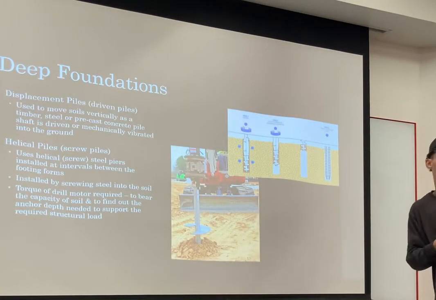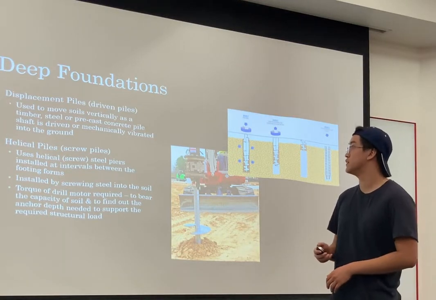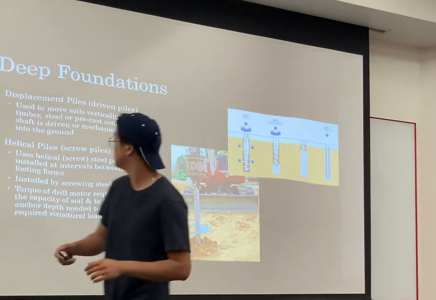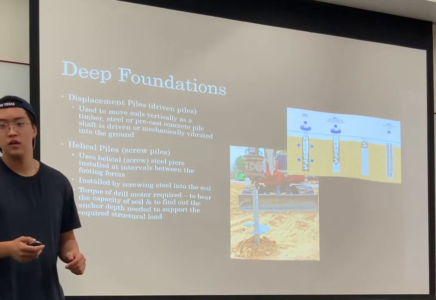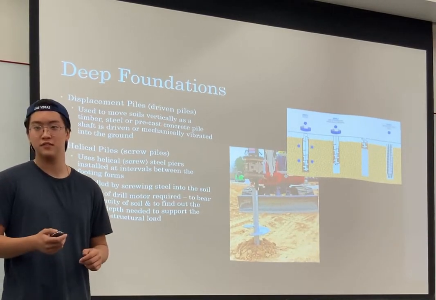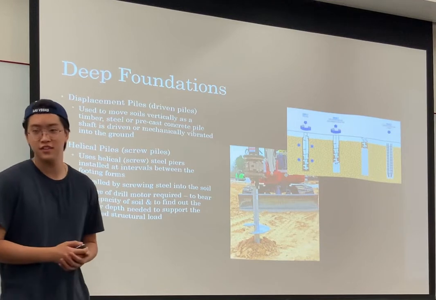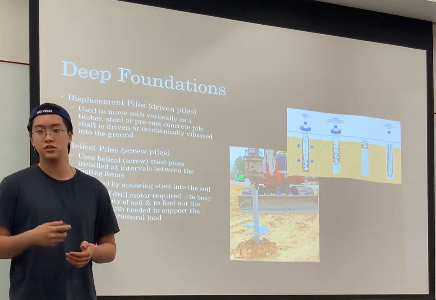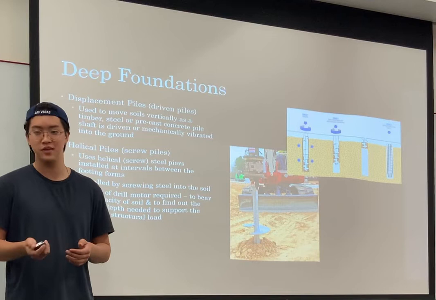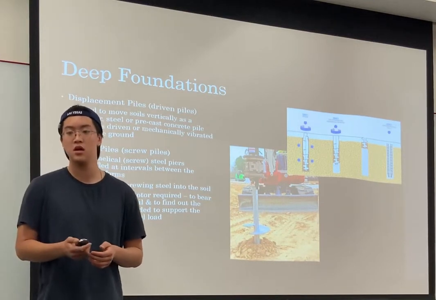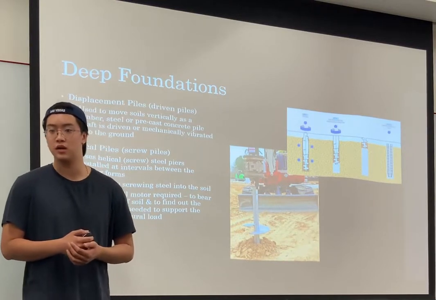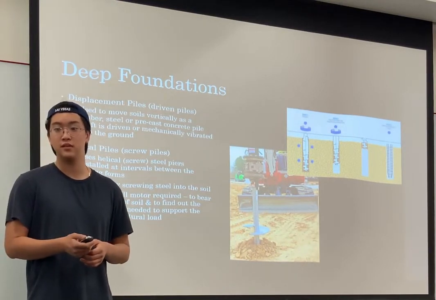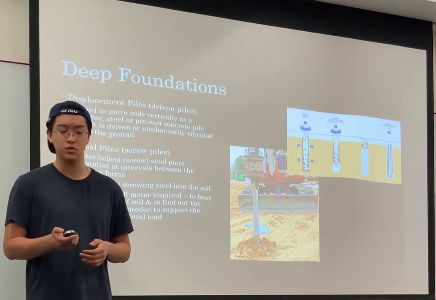Now we're talking about deep foundations. Alright, so some examples for deep foundations. They use displacement piles, also known as driven piles. They are used to move soils vertically, such as timber. They use steel or precast concrete pile shafting that's driven and or mechanically vibrated into the ground. The helical piles, also known as screw piles, use helical steel piers installed at intervals between the footing forms. They're installed by screwing steel into the soil, and the torque of a motor drill is required to determine the bearing capacity of the soil and to find out the anchor depth needed to support the required structural load.